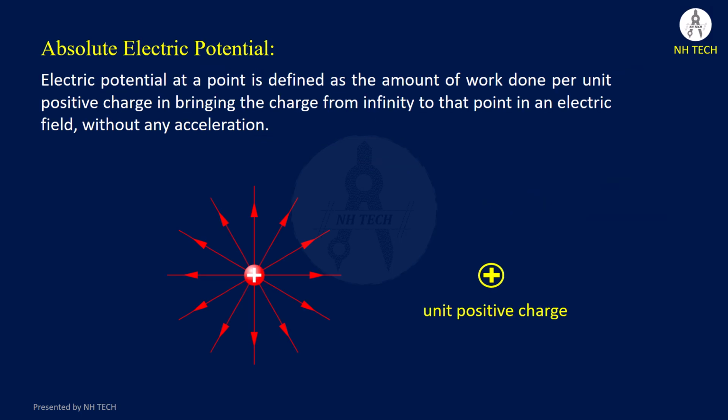There is also another important term, absolute electric potential. This is defined as the electric potential at a point when the reference point is taken at infinity, where the potential is considered to be zero. In this case, the potential difference between infinity and a given point becomes the absolute electric potential at that point.